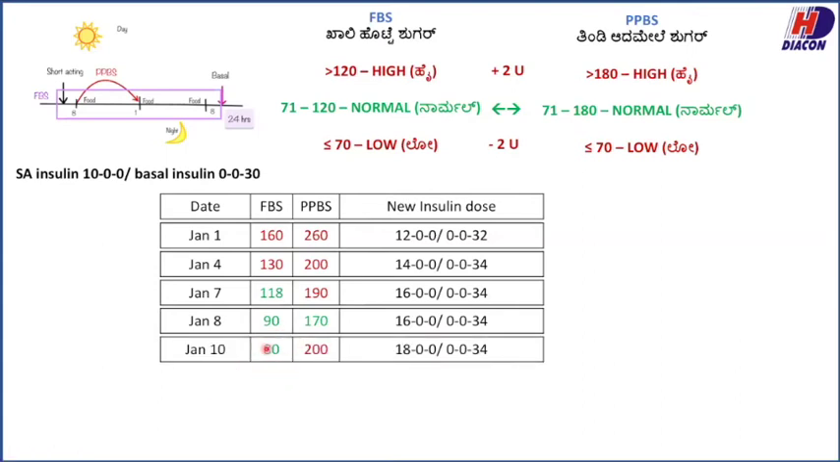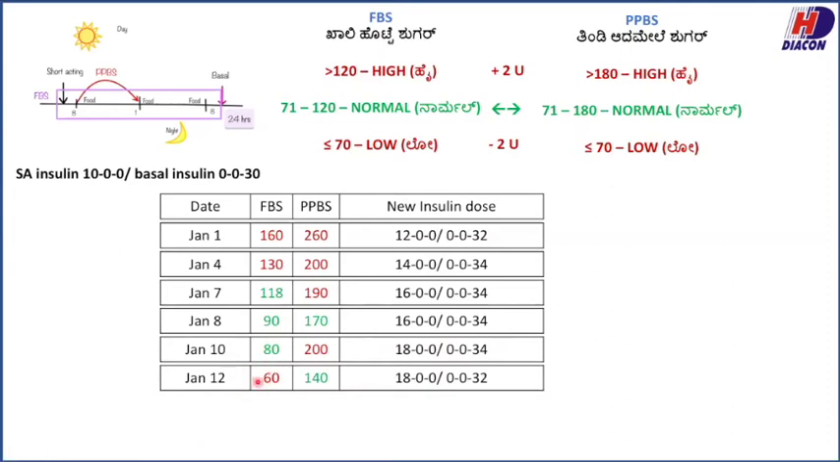The fasting is 80. So the basal insulin dose continues as it is because the basal insulin controls our fasting blood sugar. But post breakfast, it has gone up a little bit now. So what do we do? Morning short-acting insulin, 16 plus 2 becomes 18.